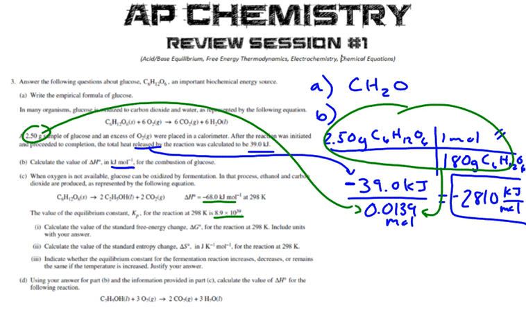All right, part I. Now, some of this might be totally independent. I might need a value later, though. Usually when they make you find this, you're going to need it. Not always, but a lot of times you will. So I: calculate the value of the standard free energy change, delta G, for the reaction at 298 Kelvin. Include units with your answer.